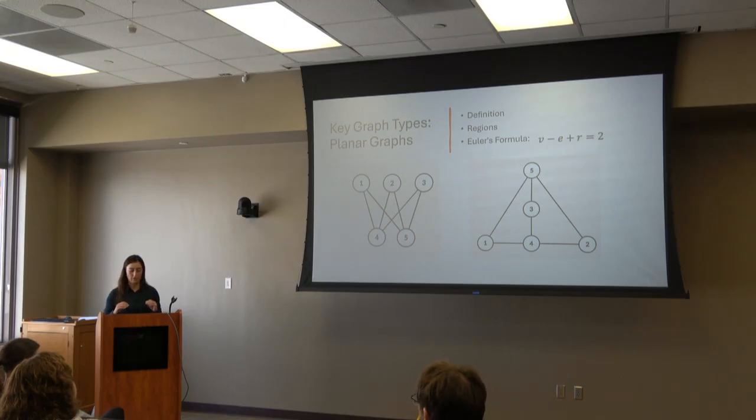We can check if a graph is planar by using what's called Euler's formula, which says that if G is a connected planar graph with V vertices, E edges, and R regions, then V minus E plus R is equal to 2.